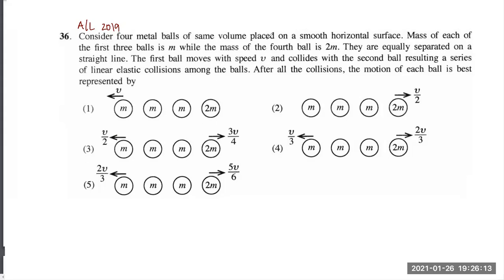Consider 4 metal balls of same volume placed on a smooth horizontal surface. Mass of each of the first 3 balls is m, while the mass of the fourth ball is 2m. They are equally separated on a straight line. The first ball moves with speed v and collides with the second ball, resulting in a series of linear elastic collisions among the balls.